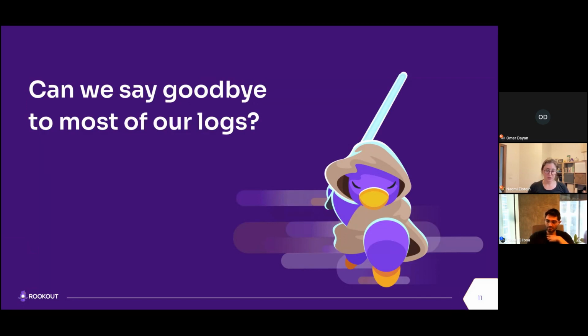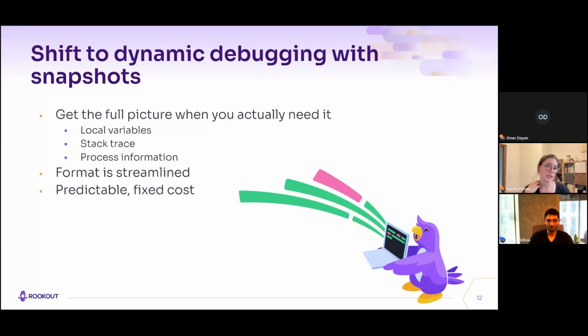Can each developer feel comfortable and confident in maintaining the services they're responsible for without all of the logs that they're used to receiving? So I say yes. There are many tools out today that can help, that are better ways to debug. They're better tools for the task of debugging production issues, and when we implement them, we can say goodbye to most of our logs. So the solution that I'd like to discuss is dynamic debugging with snapshots.